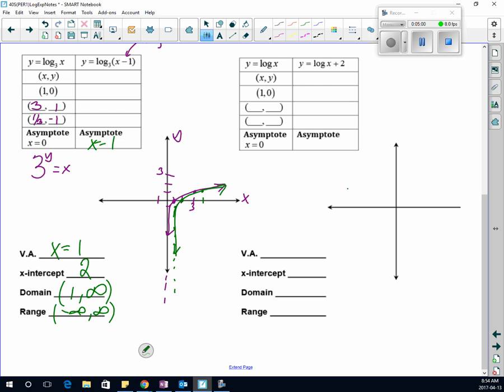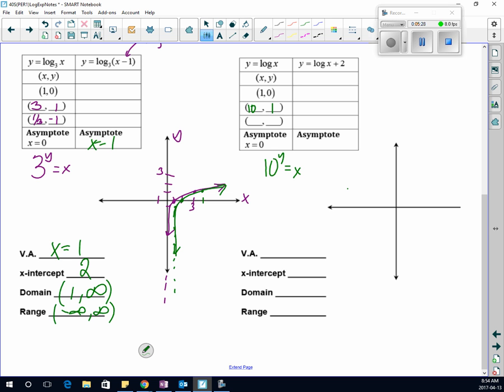Okay, so what is my base this time? It's 10, yeah. So remember when we switched this to the equivalent exponential form? So it would be 10 to the power y equals x. So when y is 0, x is 1. So when y is 1, x is 10.